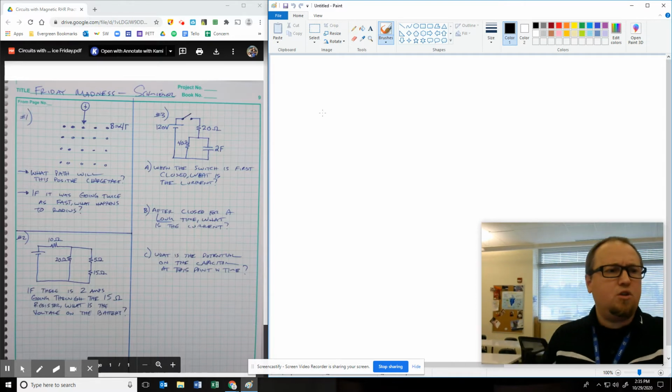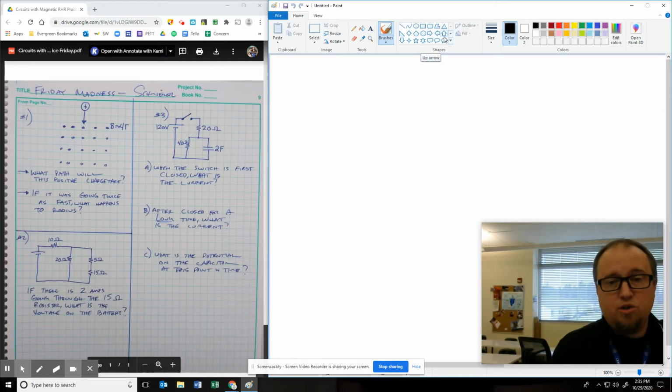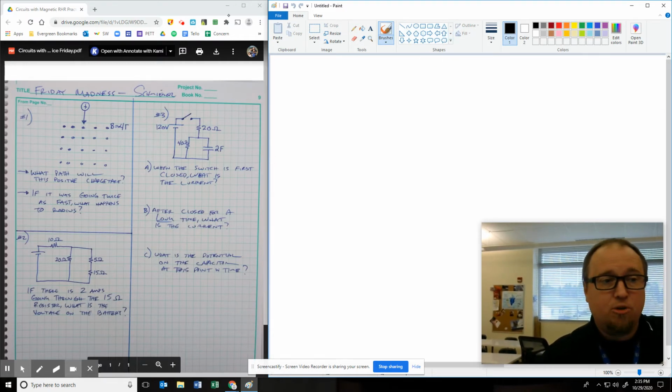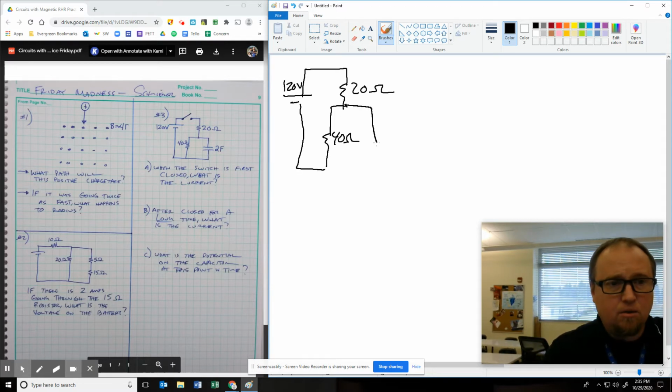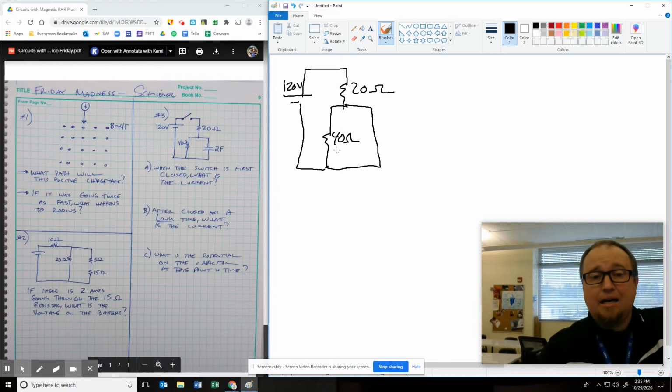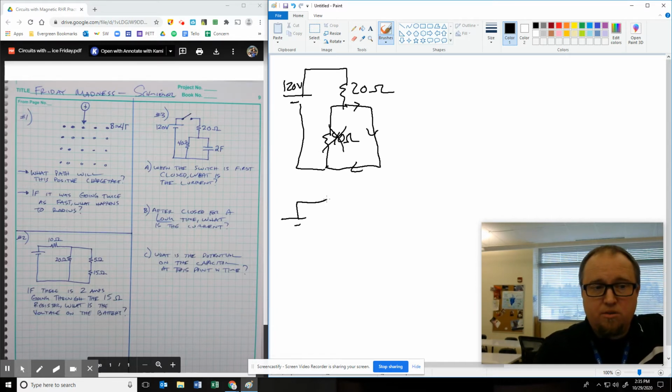When the switch is first closed, what's the current? The idea is that when a switch is first closed, you are going to have maximum current going onto that capacitor. So if that's 120 volts, 20 ohms, 40 ohms, and back. At the beginning, that capacitor acts like a wire. If I have a wire, all of the current is going to go this way. None of it is going to go through that. So really what my circuit is, at first, is just this.